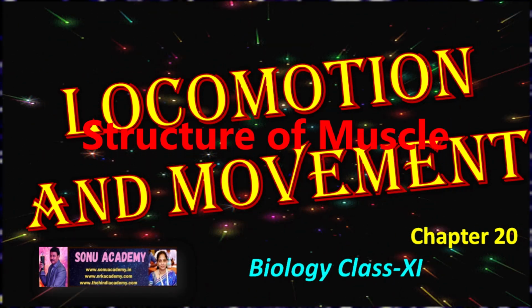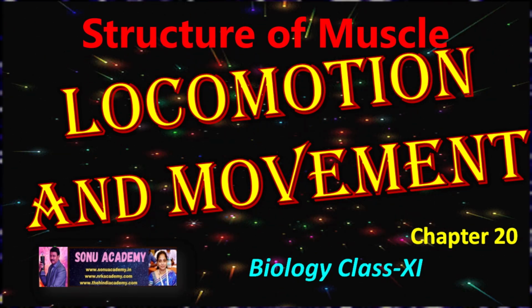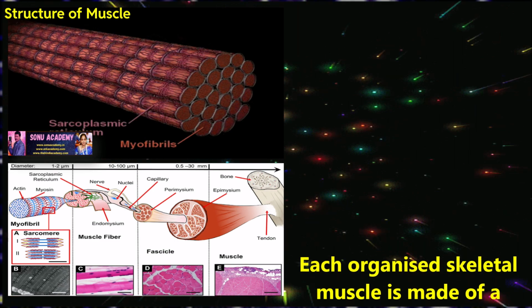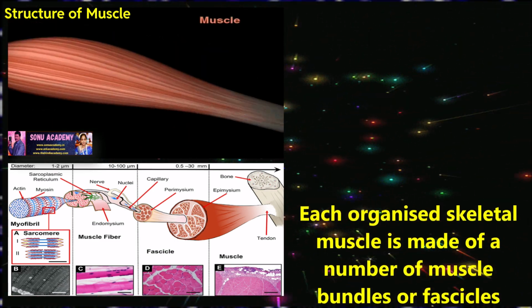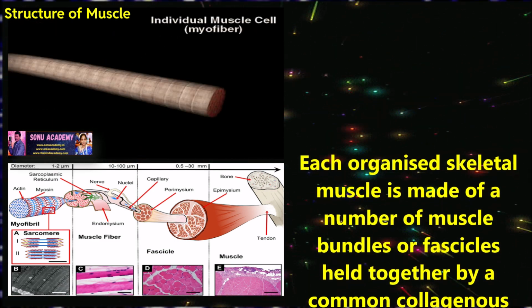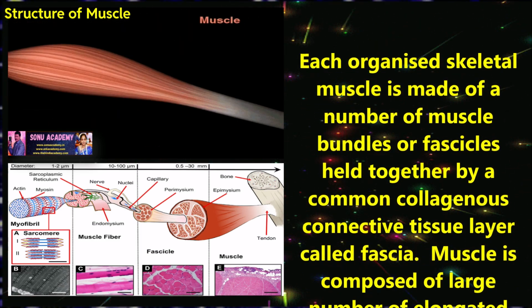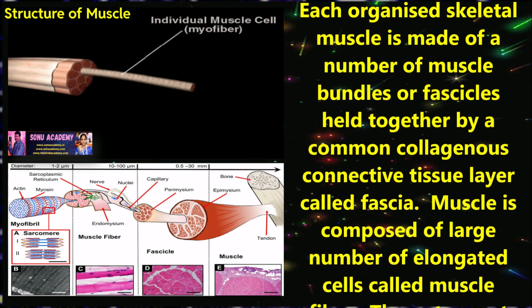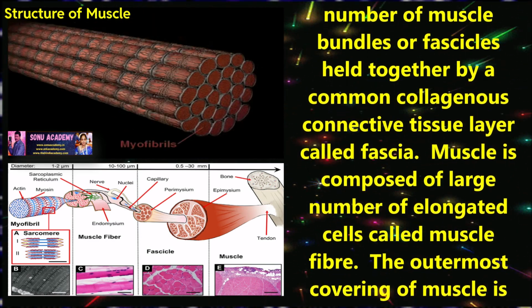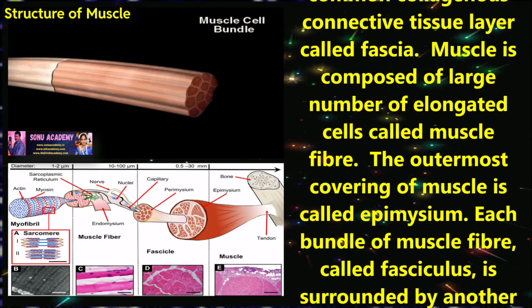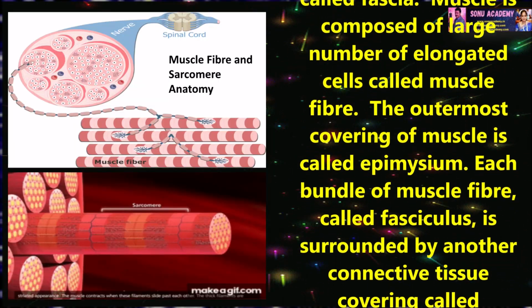Children, let us discuss the structure of muscle. Each organized skeletal muscle is made up of a number of muscle bundles or fascicles held together by a common collagenous connective tissue layer called fascia. Muscle is composed of a large number of elongated cells called muscle fibers. The outermost covering of muscle is called epimysium.